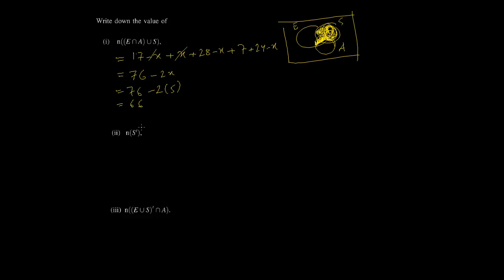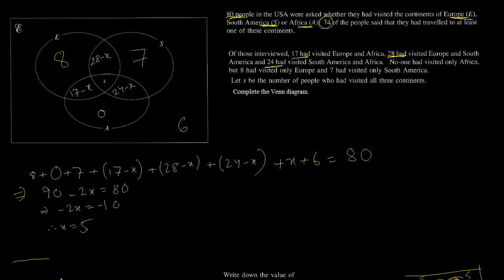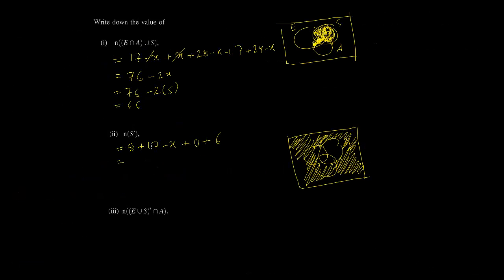The next question is S prime. S prime means if you have this entire set, you take everything else outside of S. So you take everything outside S, that is S prime. Let's get back to the original picture. S prime means outside this circle, that would be 8 plus 17 minus x plus 0 plus 6. So this would be 8 plus 17 is 25, 25 plus 6 is 31. So 31 minus x, which is 5. So 31 minus 5 is 26.